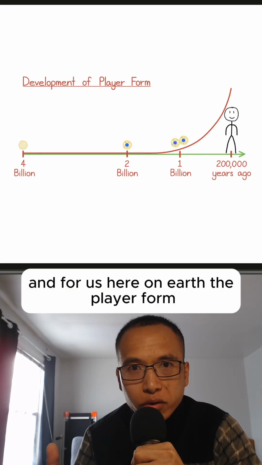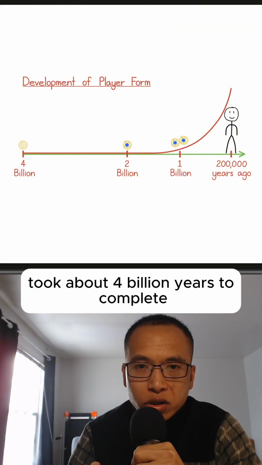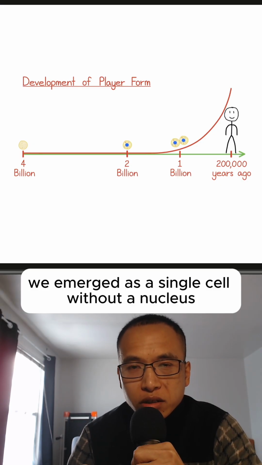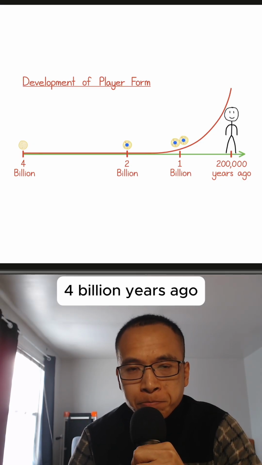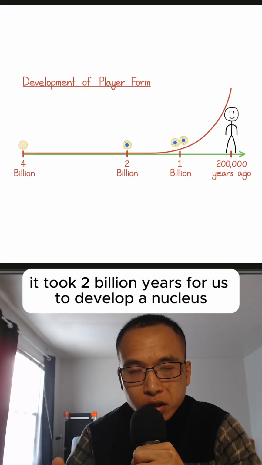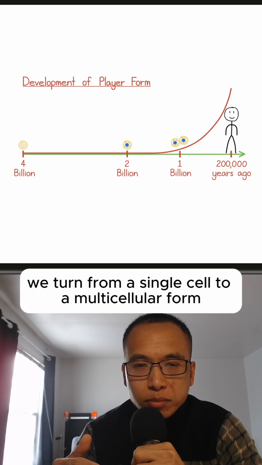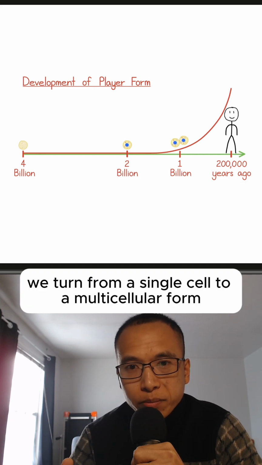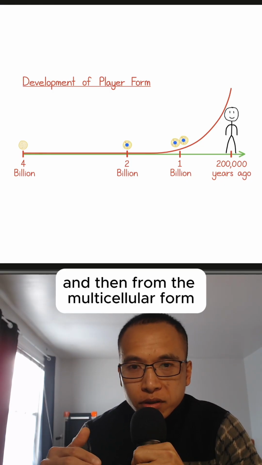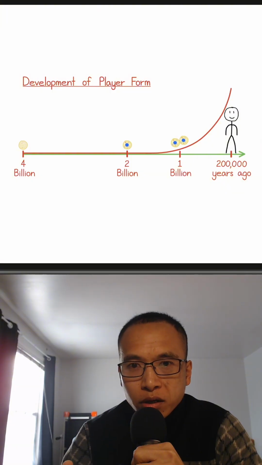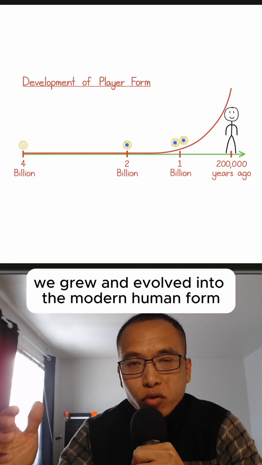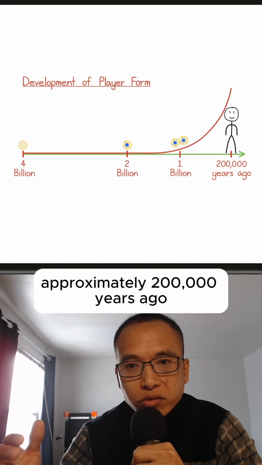And for us here on Earth, the player form took about 4 billion years to complete. We emerged as a single cell without a nucleus 4 billion years ago. Then it took 2 billion years for us to develop a nucleus. And then we turned from a single cell to a multicellular form. This process took about a billion years. And then from the multicellular form, we grew and evolved into the modern human form approximately 200,000 years ago.